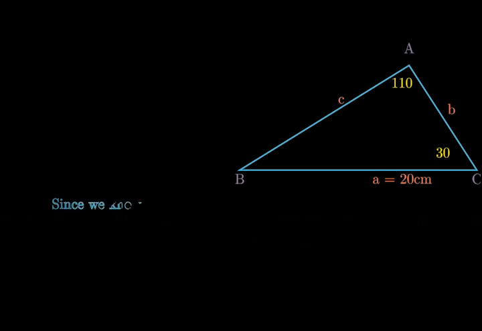Okay, since we know the angles of a triangle add up to 180 degrees, we can do the following. We can say 180 deduct 110 deduct 30, which gives us 40 degrees. We'll use the sine method to get side C.